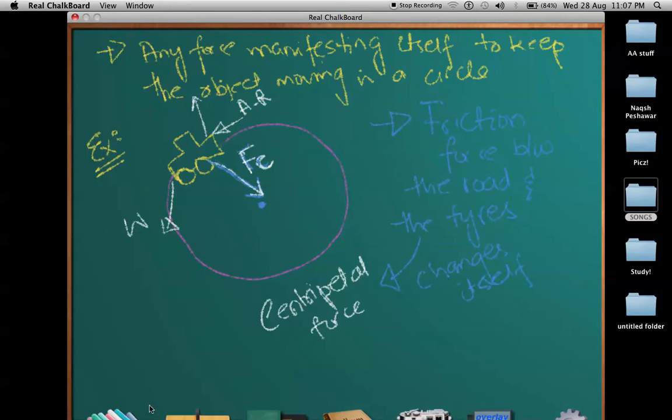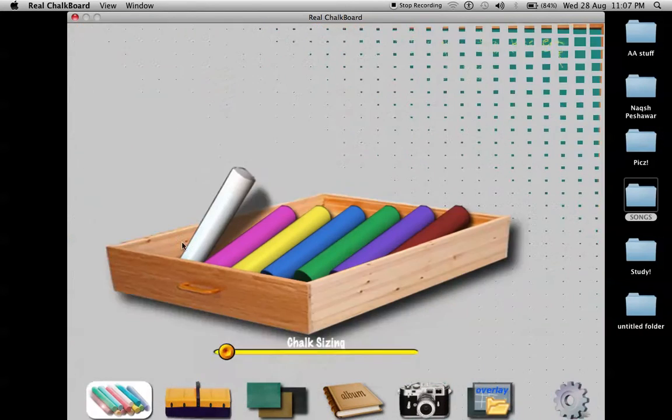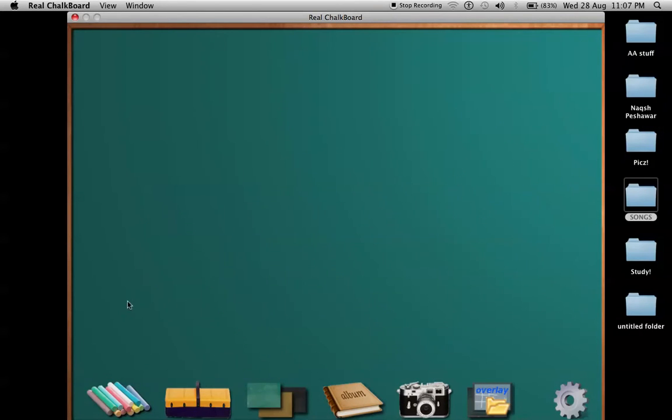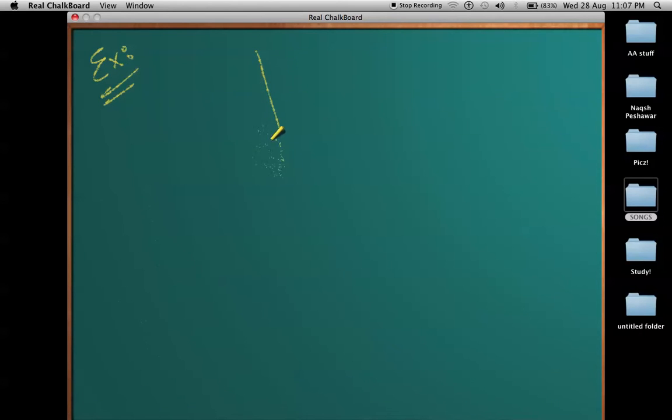Let's talk about another case. Let's take an example here. Let's talk about a pendulum. And this moves like this, and it goes here, it comes back, and then goes here and comes back, and something like this. It moves in an arc of a circle.